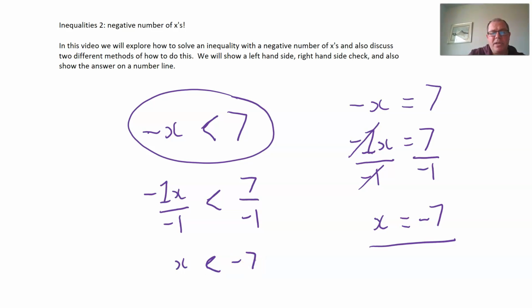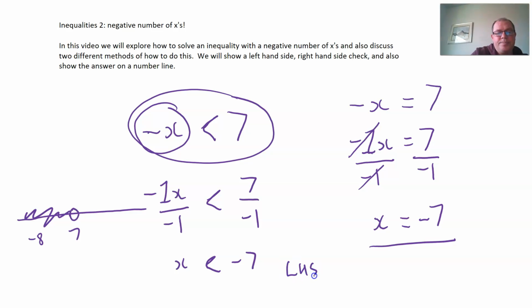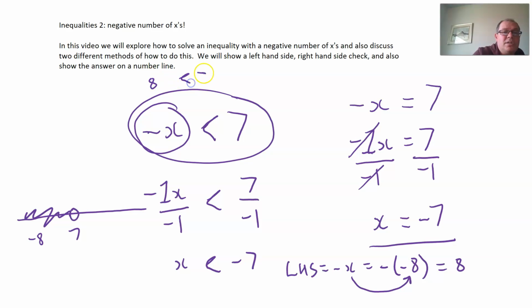Let's just test that though. Let's pick a number smaller than minus 7. Minus 7 on the number line is here, and I'm saying anything smaller. So minus 8 is the easy next small number, isn't it? Let's look at the left-hand side, which is minus x. Let's put minus 8 in, so I've got minus minus 8, because I'm swapping x for minus 8. And that equals positive 8. So when I put x is minus 8 in, the left-hand side is actually equal to 8. And is 8 smaller than 7? No, it's not. So this is actually wrong.